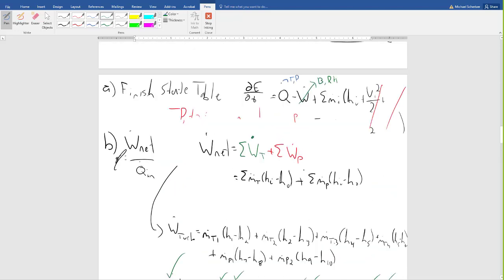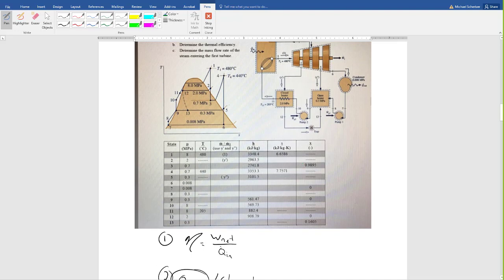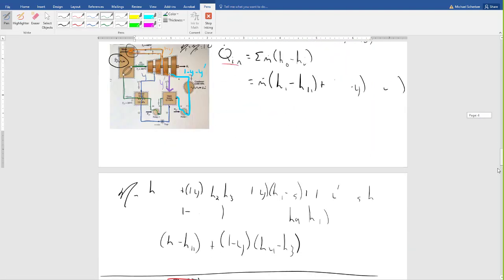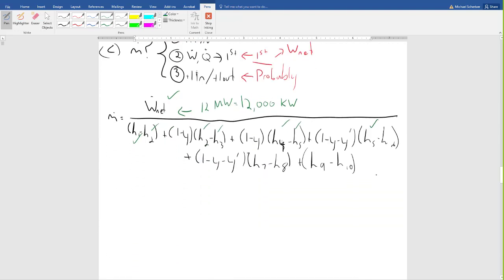9 and 10 or something? So 1, 2, 3, 4, 5, 9, 10, 11, 12. Nine, 10, right? But we don't have those ones. And then, of course, we don't have y and we don't have y prime. So how do we do these? How do we do y and y prime?